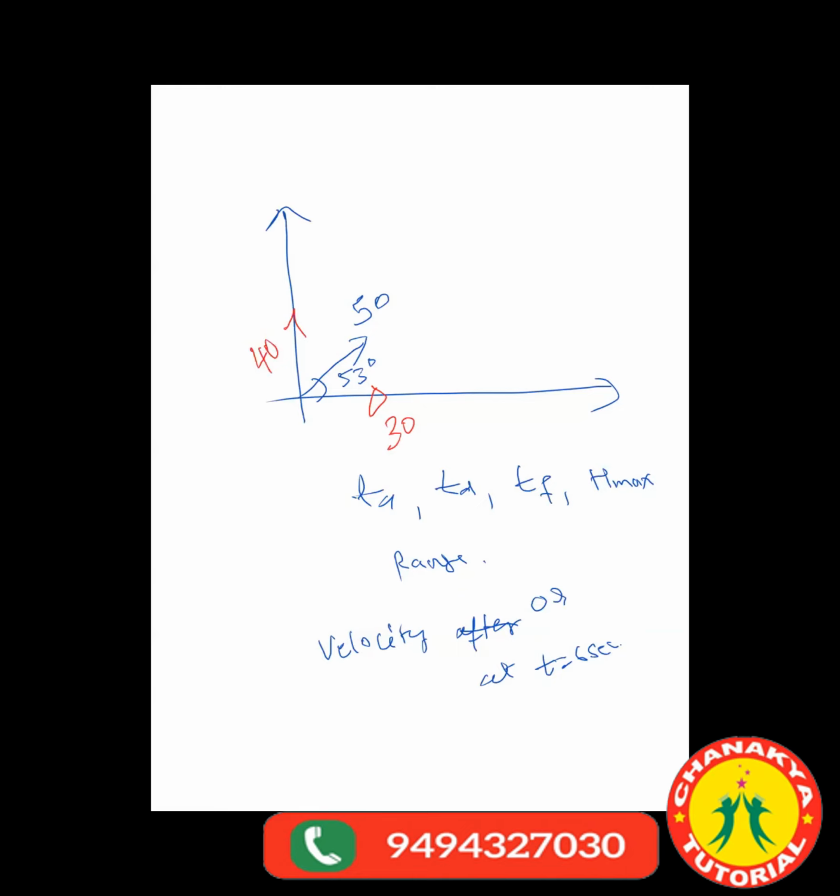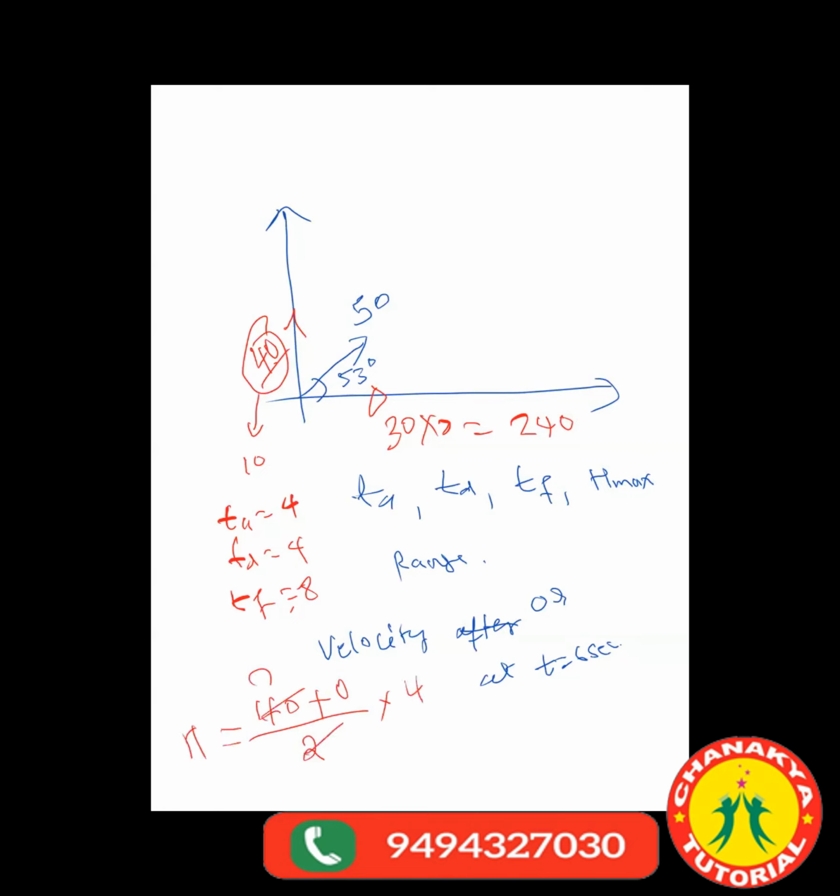That means by seeing 40 directly, I can tell the acceleration is 10, so time of ascent is 4. Similarly, time of descent is 4. Time of flight is 8. Just multiply this 8 with this 30, you will get range 240. And maximum height will be initial 40 vertically plus finally 0, take average, time is 4. So my H max comes out to be 80.